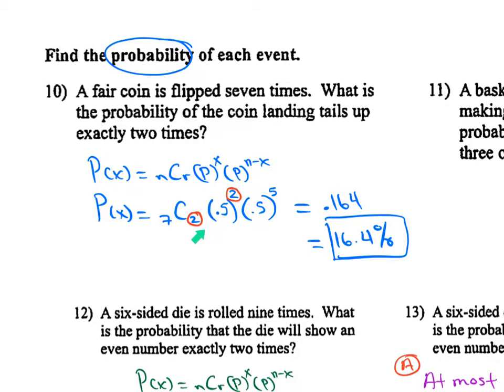And you just put all of this in the calculator at once. 7C2 times 0.5 to the second times 0.5 to the 5th. And you get 0.164, which translates to 16.4%.